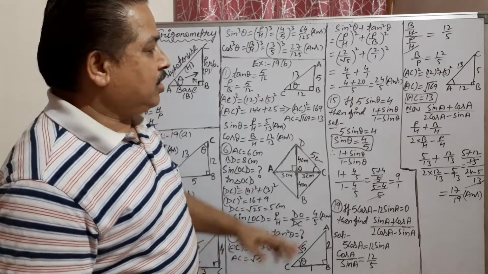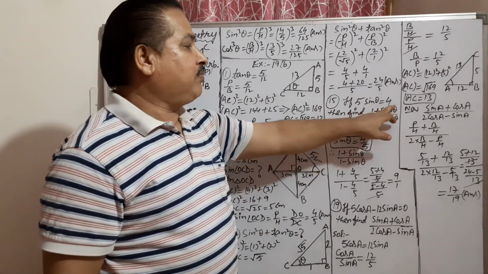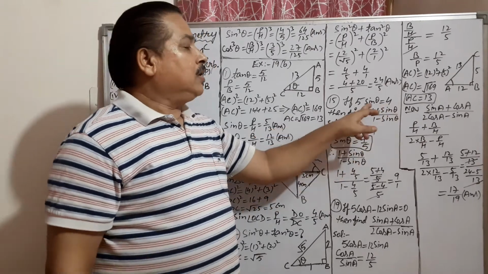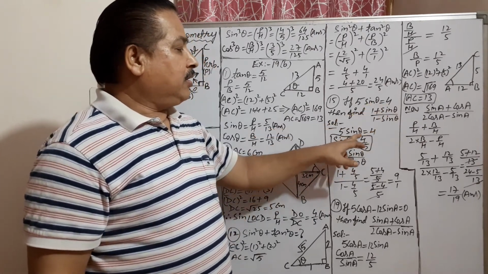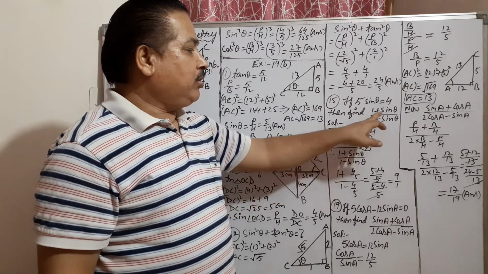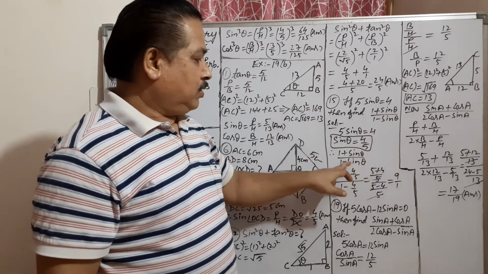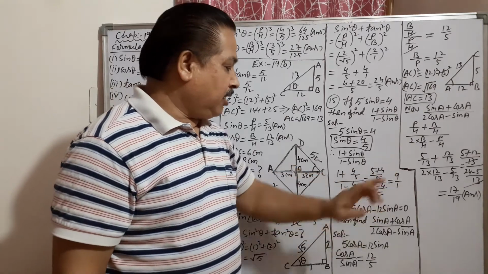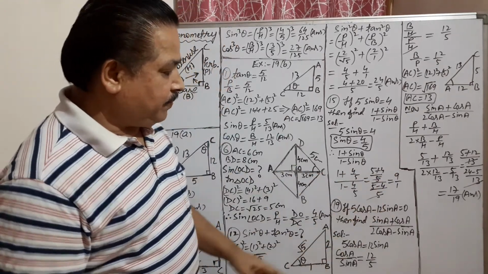Now see 15th question. In 15th question, 5 sin theta is 4. Find this value. If 5 sin theta is 4, now get the value of sin theta. Sin theta will be 4 by 5. And put here the sin theta value. Write this thing. And now put the value and take the LCM. 9 is the answer. Now see 19th question.